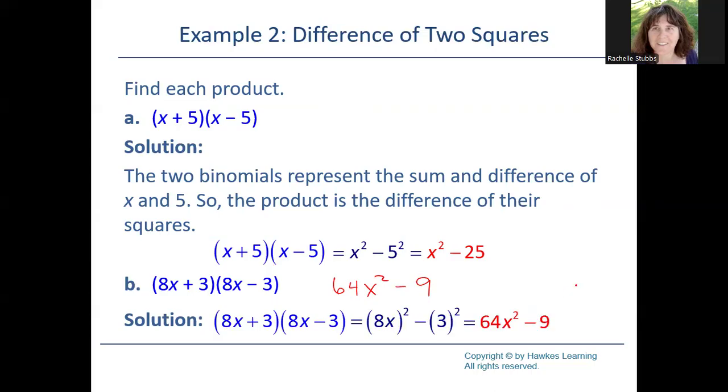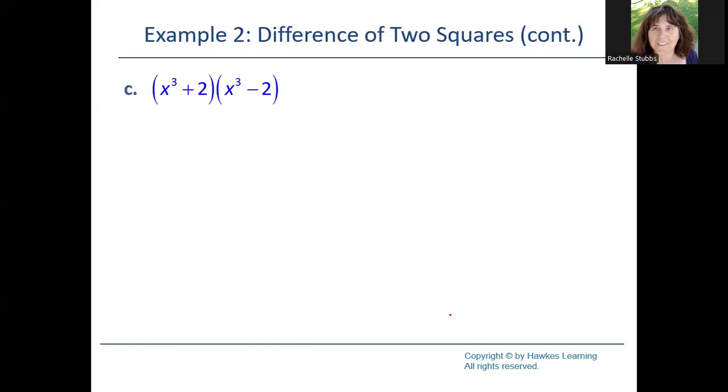Notice how I squared the first term and squared the last term. Same thing here. I've got the same thing going on. They're identical except for their signs. So I'll square the first term and I'll square the last term. And that gives me x to the 6th minus 4.